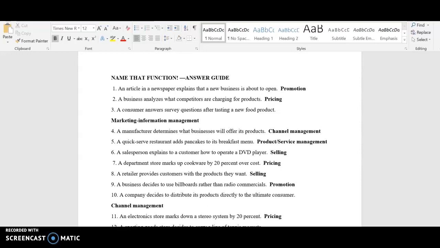Number 9, a business decides to use billboards rather than radio commercials. This is all focused on promotion. They are looking at different ways to get their business name out there. Number 10, a company decides to distribute its products directly to the ultimate consumer. So this is, again, channel management.